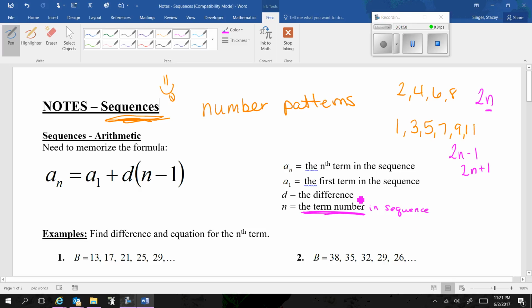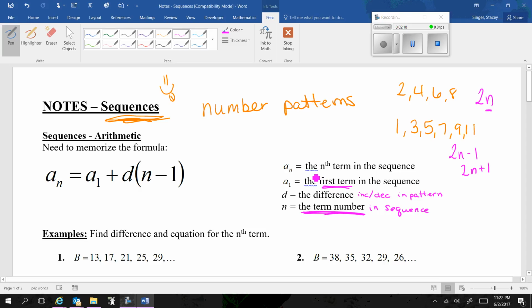Difference is the increase or decrease in the pattern. And a sub 1 is the first term in the sequence, so it's always going to be whatever is listed first. A sub 1 is always the first number that's listed in your sequence, or list of numbers, which is really what a sequence is.